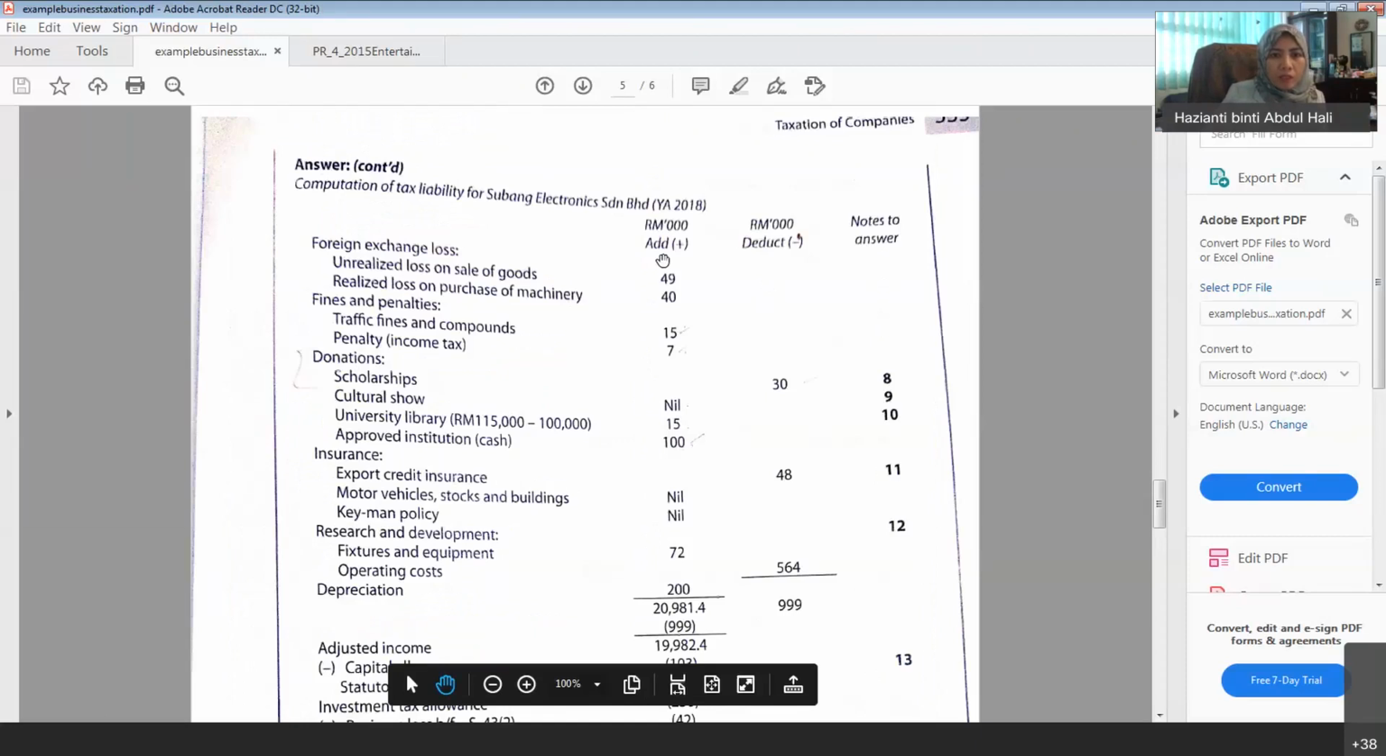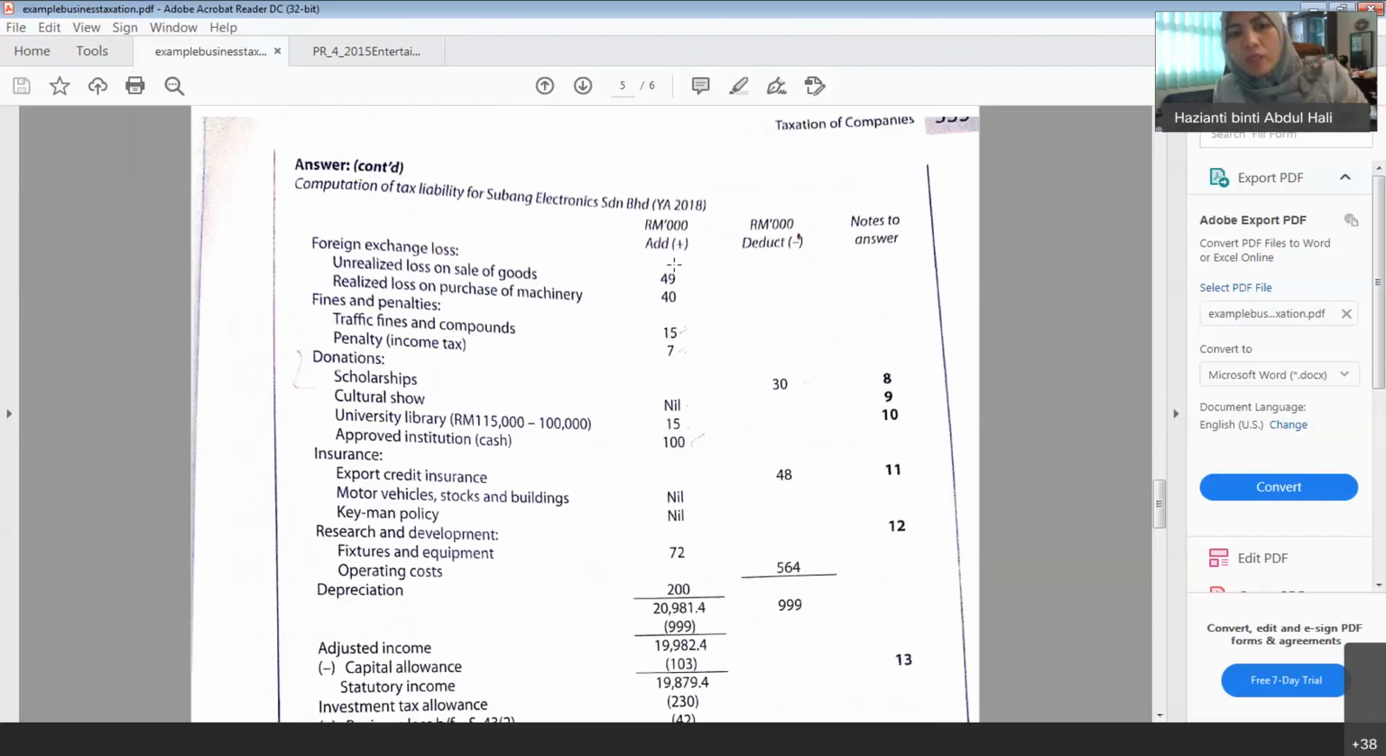Alright, foreign exchange loss ni semua kena tambah balik. Not allowed. Fines and penalty, of course, kalau tadi dia dah tolak dalam the financial statement, but in income tax, all the fines and penalty ni is not deductible. That is the penalty, so we have to add back balik.